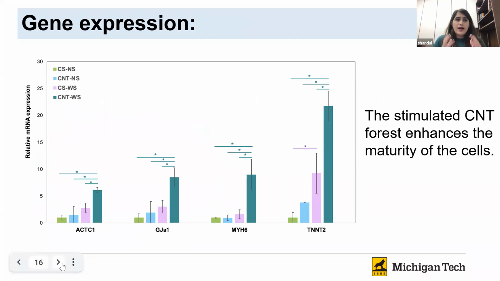The result of the gene expression after the electrical stimulation you can see in this slide. We measured different cardiac genes: actinin and troponin T, which we already visualized in the previous slide, GJA1, which is for the connexin gap junction, and MYH6, which is for myocardial muscle. In all of the cardiac genes, the CNT with stimulation has a significant difference from the other samples. Also in troponin T, the controls with stimulation and without stimulation have a significant difference. The sum of this gene expression result is that the electrical stimulation resulted in more mature cardiomyocytes on top of the scaffold.